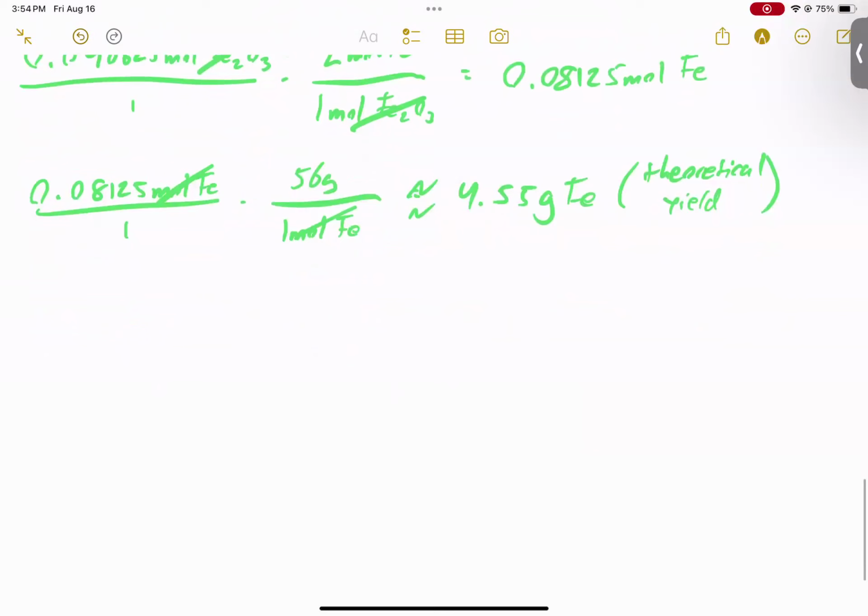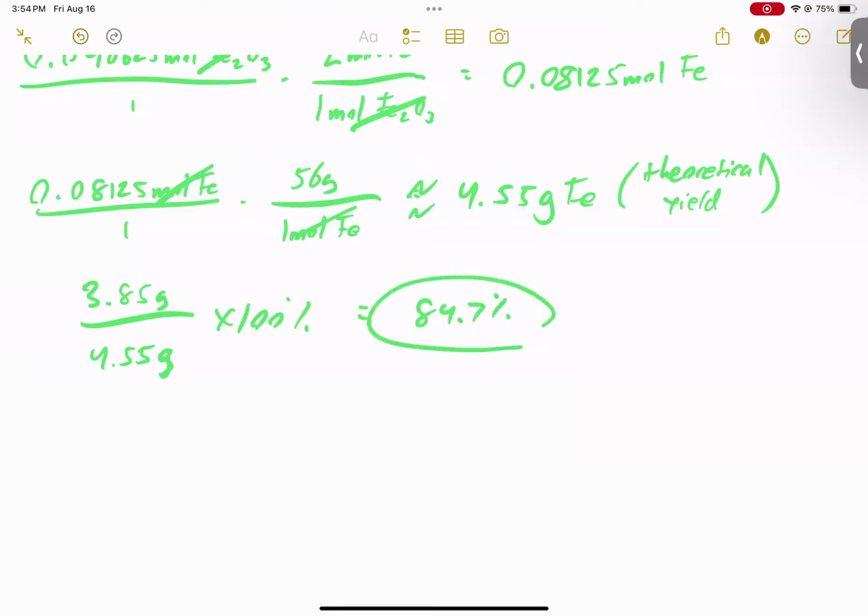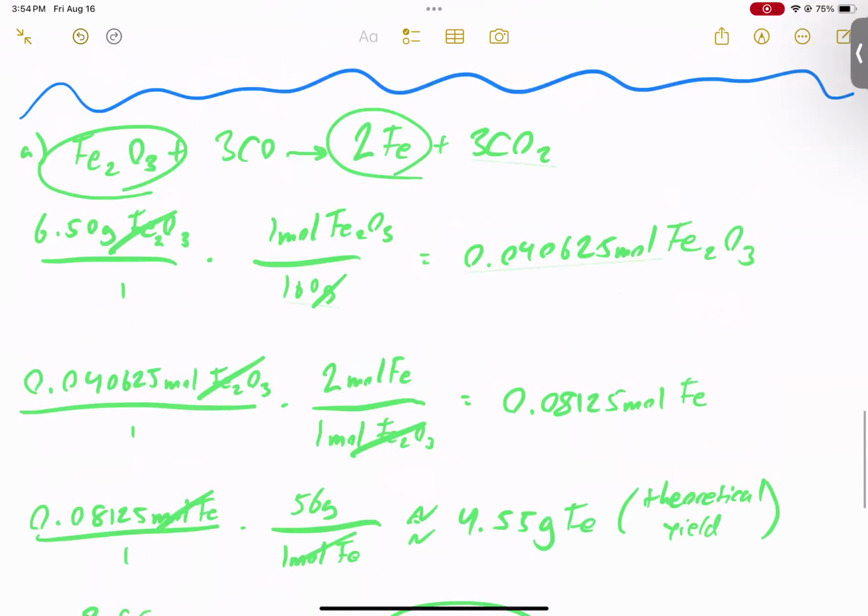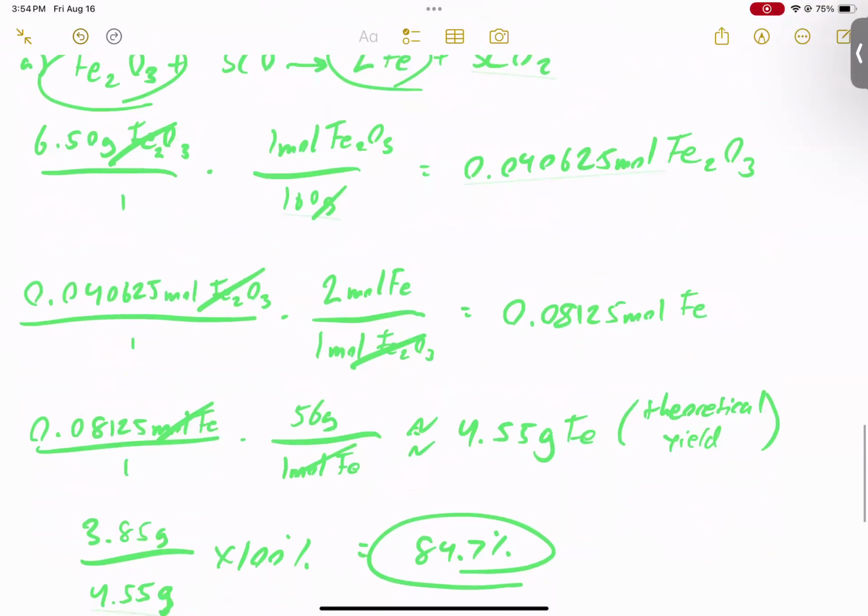So then we see inside the question that we had a yield of 3.85. That is our actual yield. So then to figure out our percentage yield, we have 3.85 grams as our actual yield over our theoretical yield of 4.55 grams times 100%. This looks like an S. We get a value of 84.7%. So not terrible. Yeah, not terrible, actually. So then that is the first question. Let's move on to the next question.